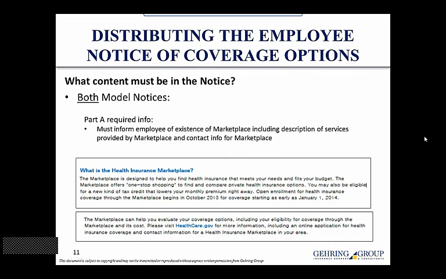So with regard to both notices, just so that you can get some comfort on how they have worded the required information, both of the notices are, again, the same for Part A. What is the health insurance marketplace? This takes care of explaining to employees the existence of the marketplace and the description of the services provided by the marketplace, and the contact info. If you see there, it says healthcare.gov. That's where they go for the contact info.